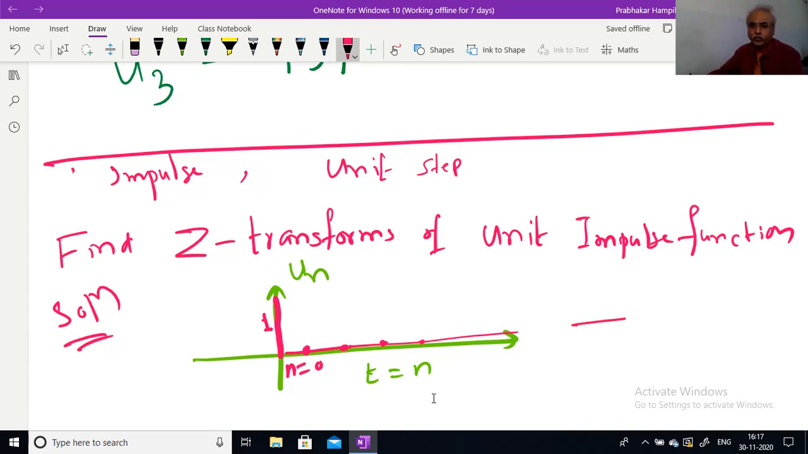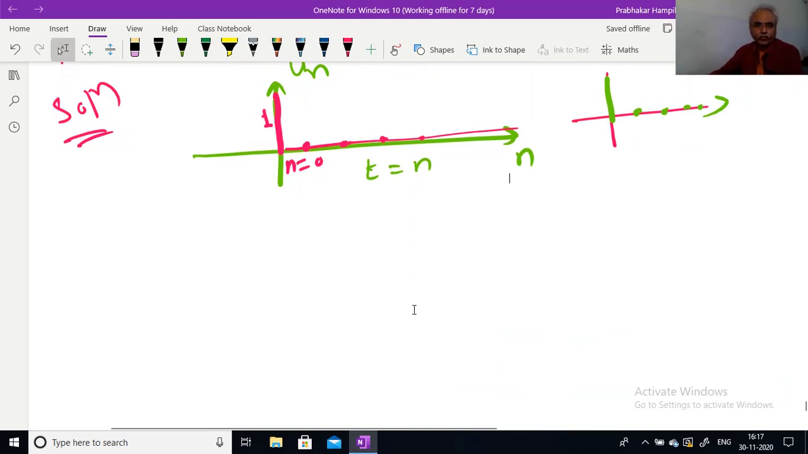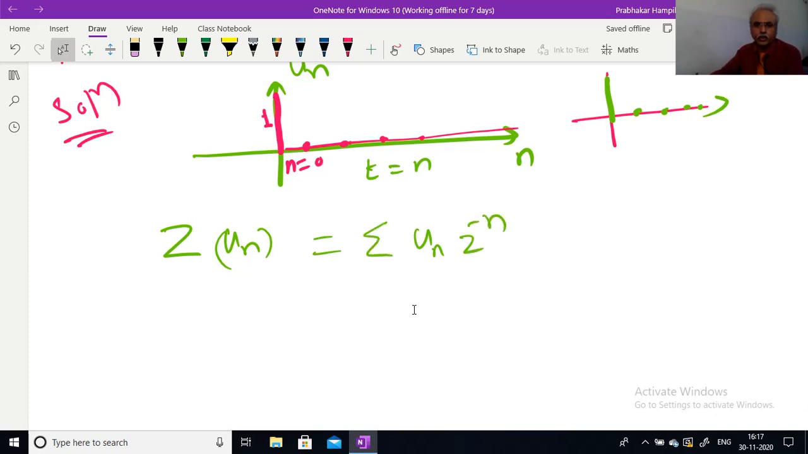So the actual function, I'm drawing once again for you: at n equals 0 some height is there, remaining all 0, 0, 0, 0 like this. Now what is the Z transform of this? This is very straightforward and depends on the basic definition of Z transform. For any function, you multiply by z raised to minus n and take the summation.